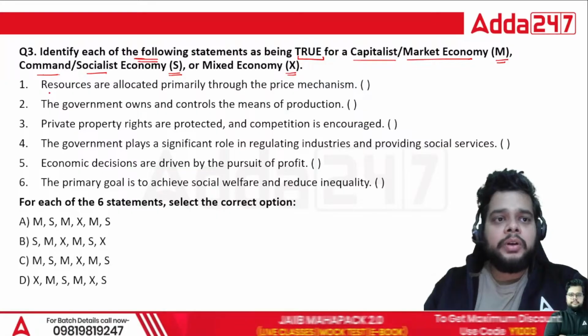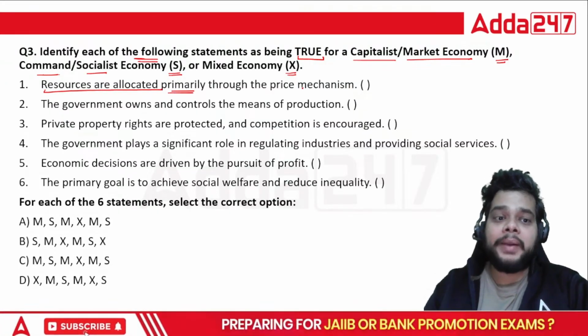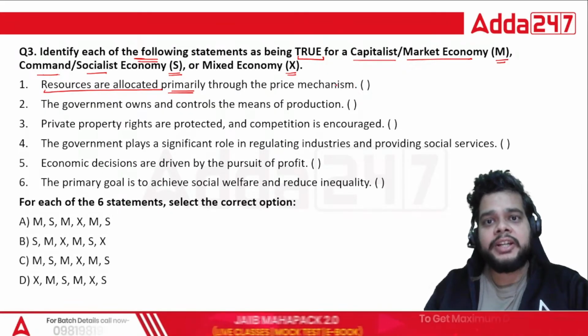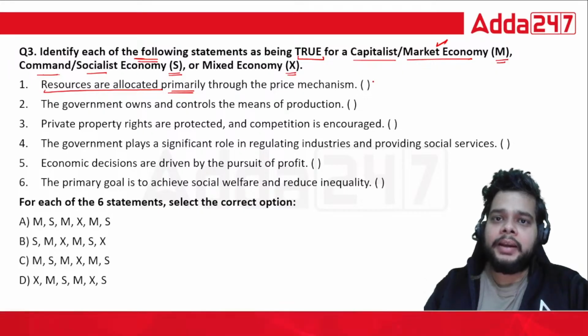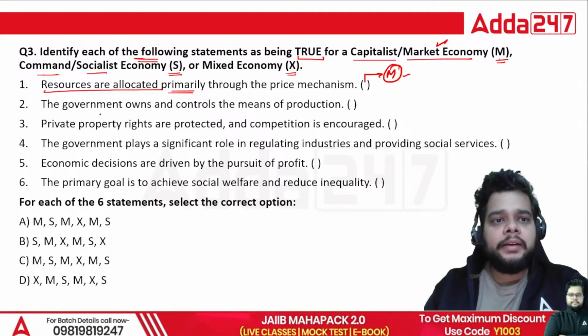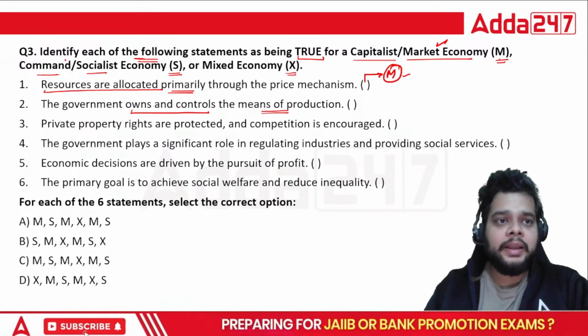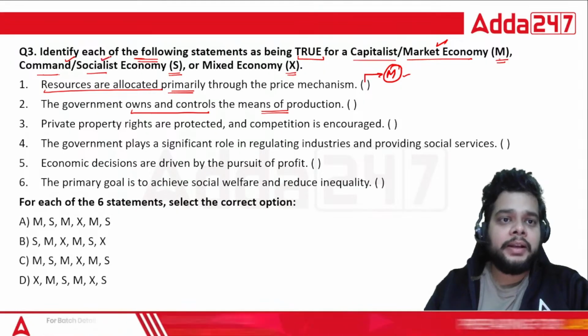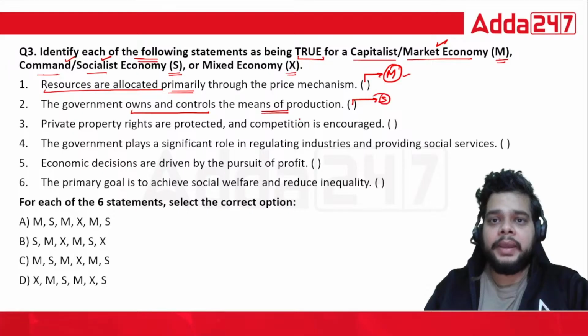So when you talk about the first statement, resources are allocated primarily through the price mechanism. So in which type of economy it is done? It is done in the capitalistic or the market economy. So this will be applicable for M. Fine. M will be represented here. The government owns and controls the means of production. So government is owning the means of production, commanding the means of production, being a socialist economy. So S will be here. Okay, this will be S.